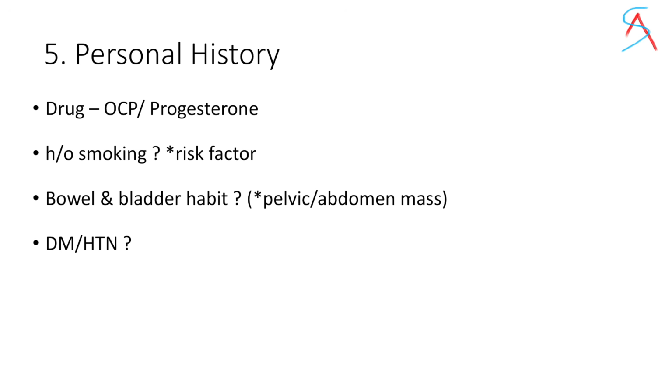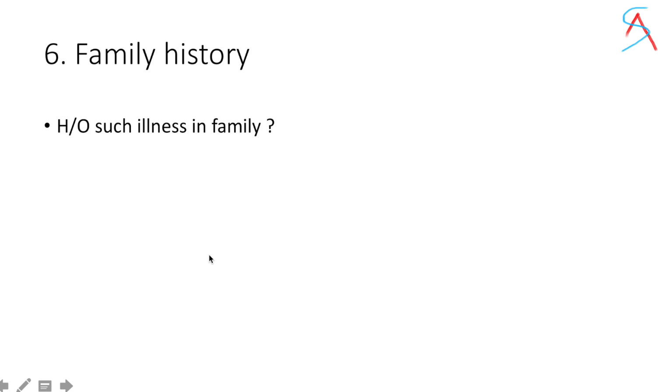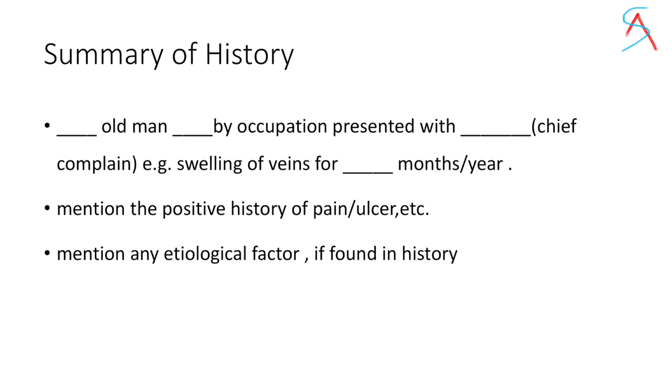We have to ask about the personal history, as I told, OCP, progesterone, or any history of smoking, which is also a risk factor. We have to ask about bowel and bladder habits to rule out any pelvic or abdominal mass or tumor. We have to ask the history of diabetes, hypertension, asthma, coronary artery disease for the surgical management of the patient. We have to ask any history of such illness in the family. Then we have to summarize the history by saying that this much year old man.